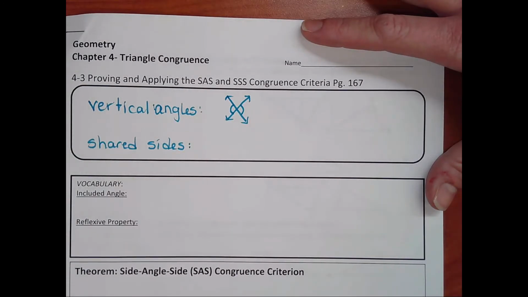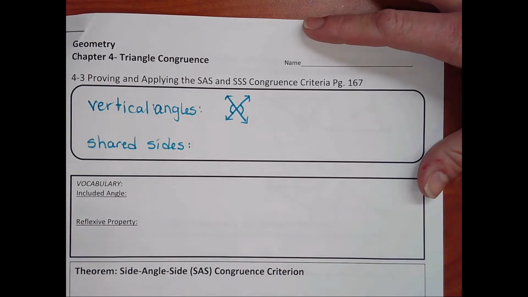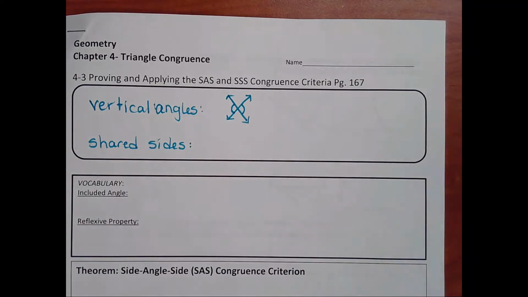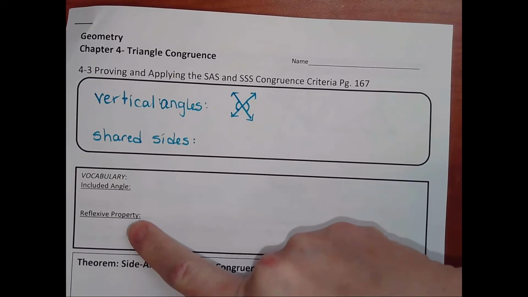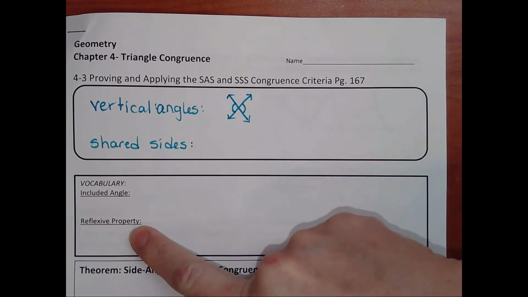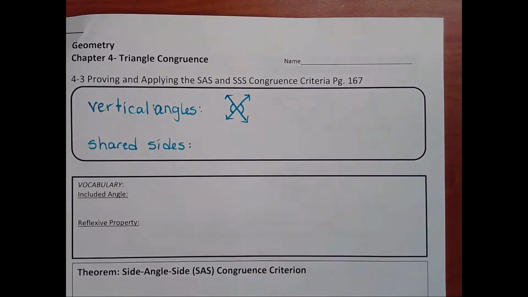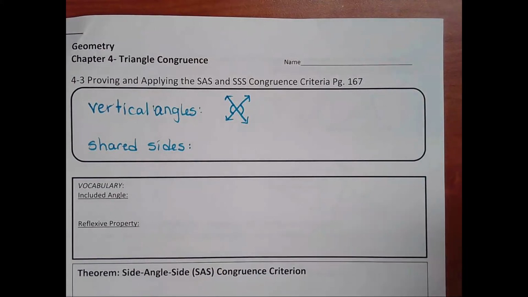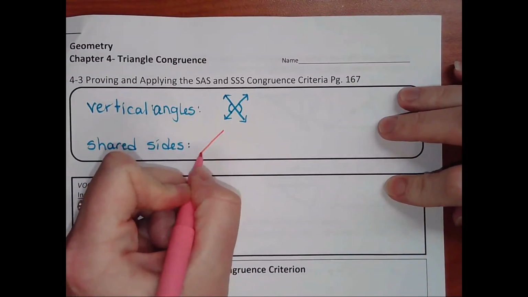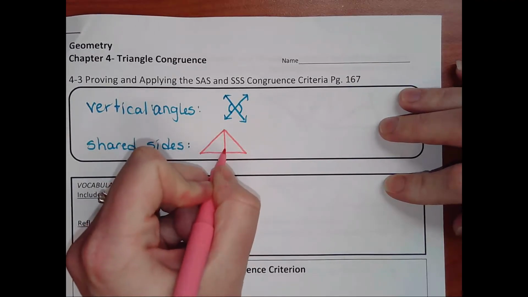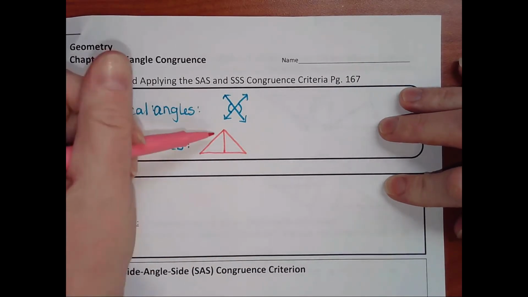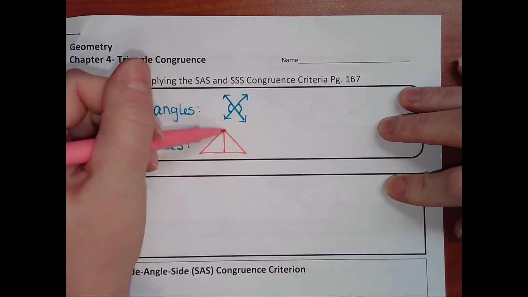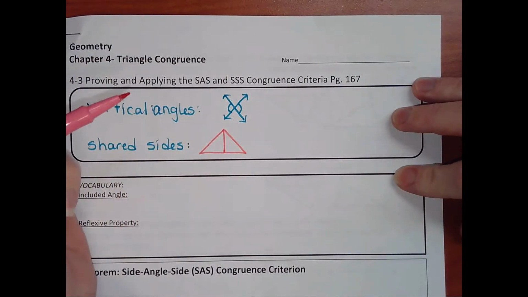The other thing that they're not going to mark on pictures are things called shared sides. That's the reflexive property. That's what I needed to chat about down here. I don't use the word reflexive property because it's confusing to me. But if I say shared side, that's a red flag to me that I have 2 triangles that are connected to each other. Notice, here's a triangle, here's a triangle. What do those 2 triangles have in common?